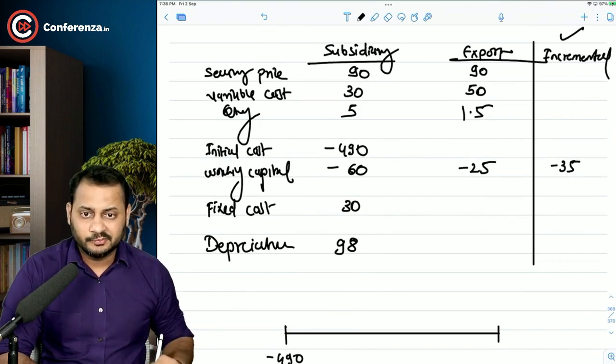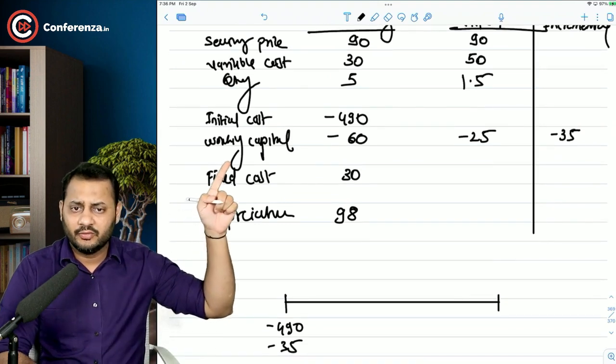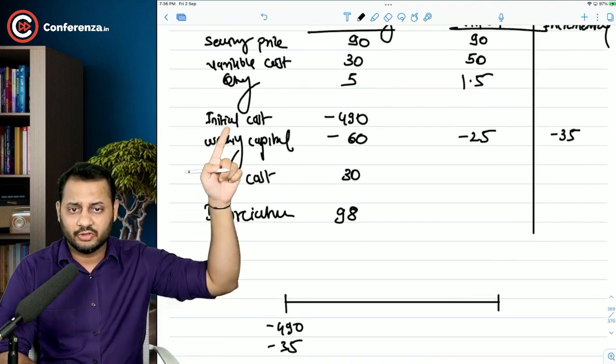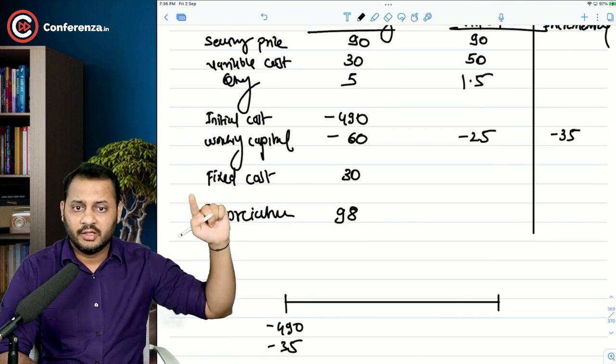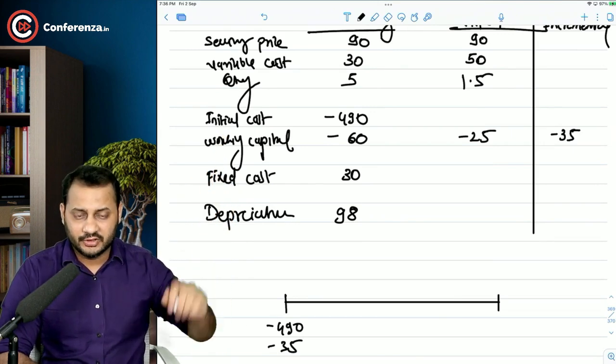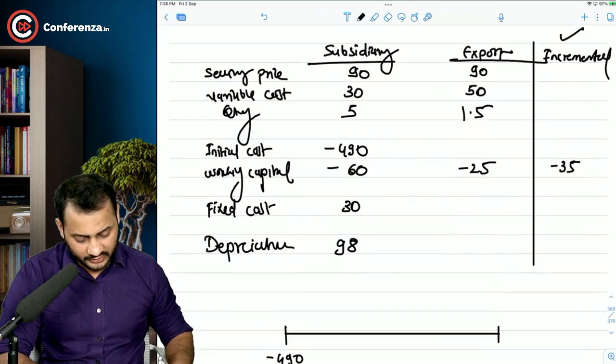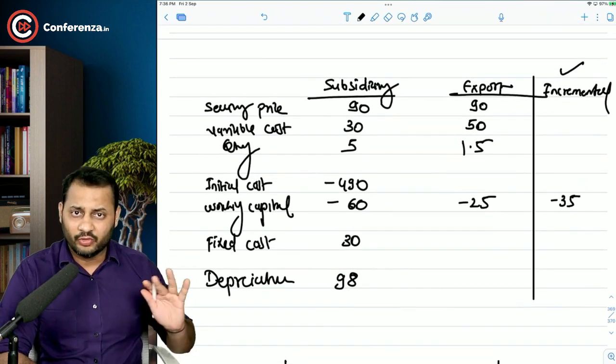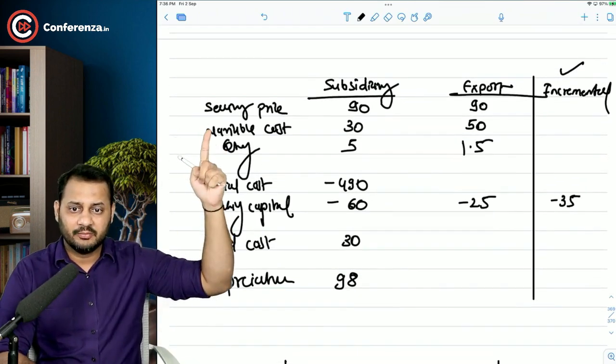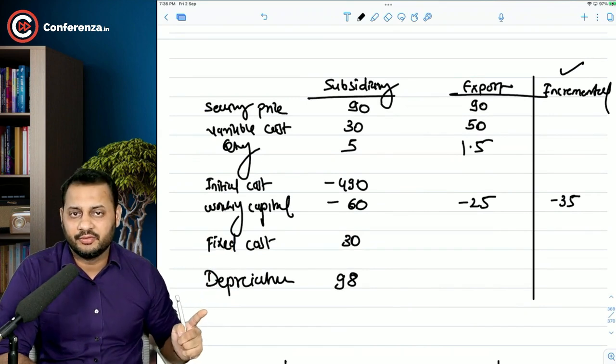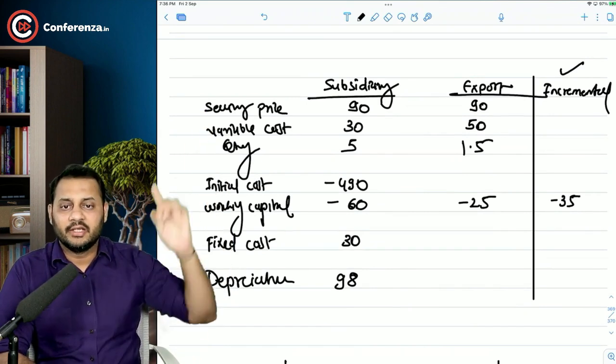Now you look at this. So 35 only you will have to invest in working capital, initial cost entirely 490. Now, additional fixed cost is 30 lakhs. Let's go for the sales. Again, there are four things in sales: selling price, variable cost, fixed cost, and depreciation. Now, selling price and variable cost and quantity.